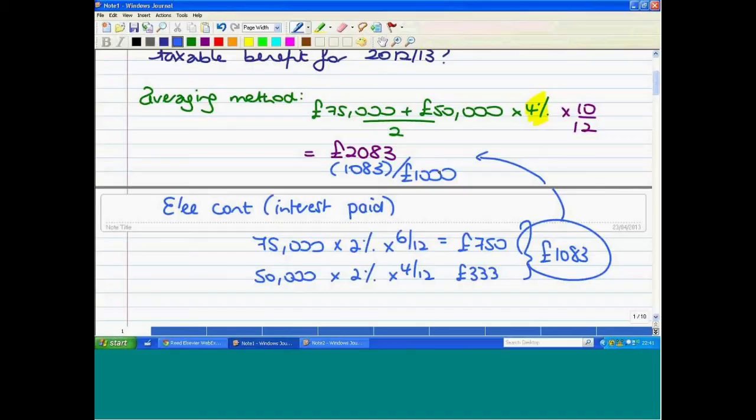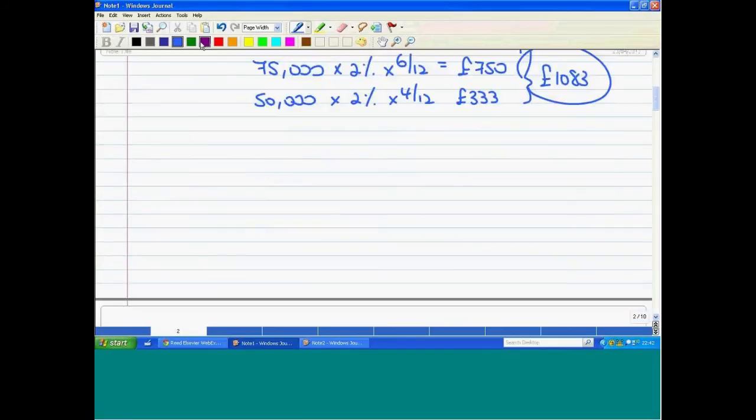Now that's one method. So we don't stop there. Remember, we need to do full calculations. So now let's have a look at the strict method. This one's going to be a bit easier because we've actually done all the hard work already.